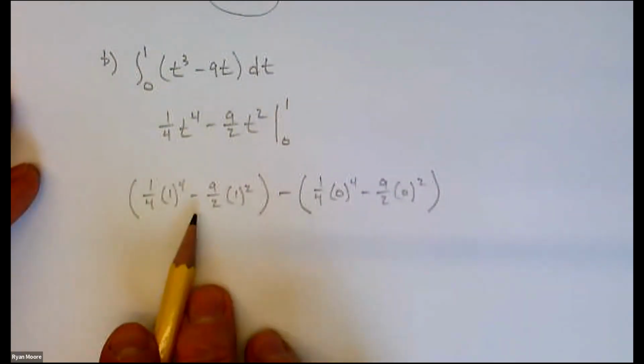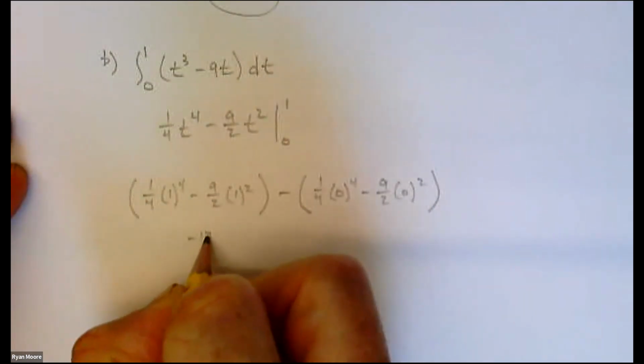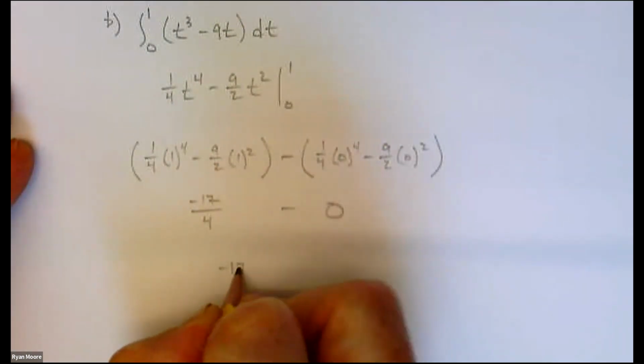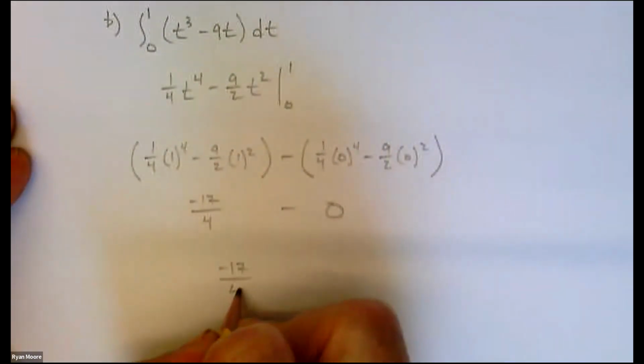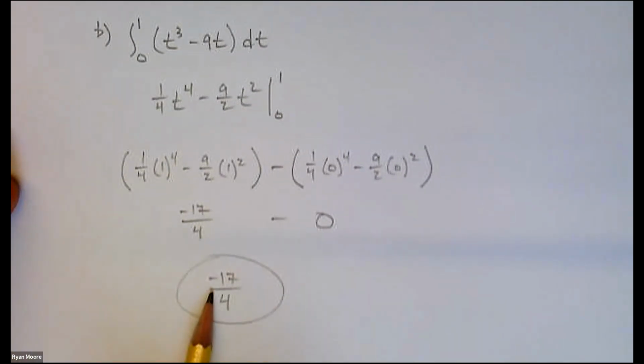So what is this? Let's see, 1/4 minus 9 over 2. Going to grab my calculator for that. That's -17/4 minus 0. Another negative answer. Wow, we got a lot of area negative, right? Means the area is actually below the x-axis. I kind of want to take a look at the graph here. t cubed minus 9t. Let's do that super quick.